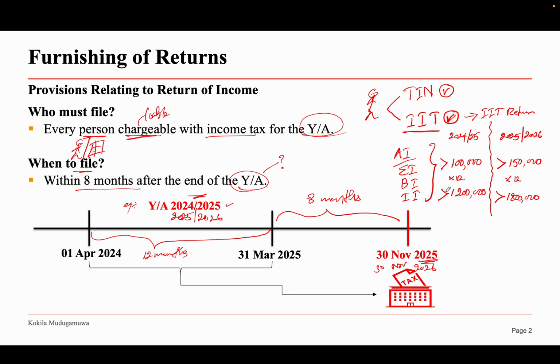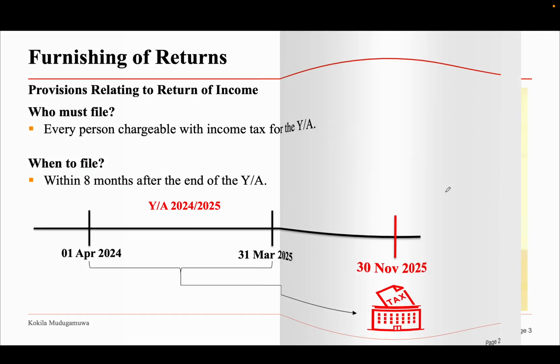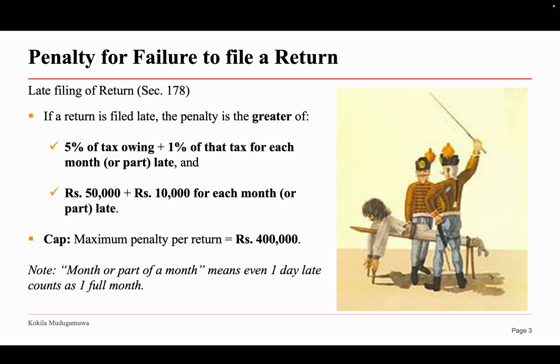So hope this is clear. Then let's talk about penalty provision, section 178. If you file late, then at the rate of either this one or this one, you have to pay. However, the maximum cap is 400,000, right?